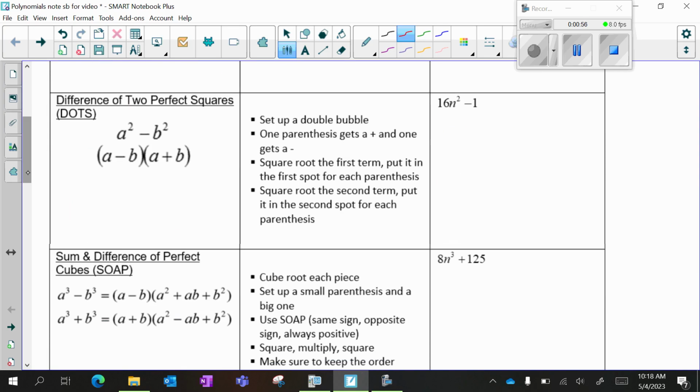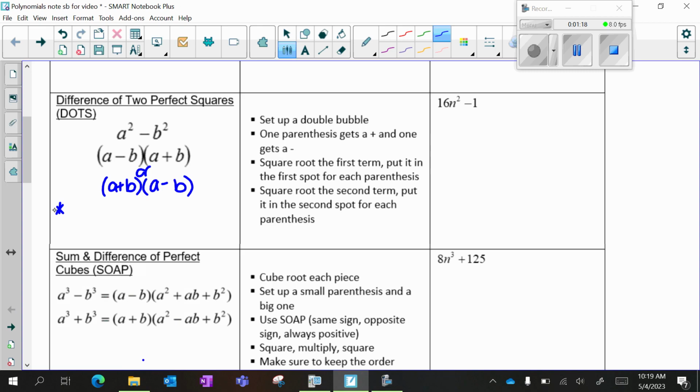Next is difference of two perfect squares. The formula is given to you here. a squared minus b squared becomes (a minus b)(a plus b). The order that you have it doesn't matter. So if you had a plus b first and a minus b second, that's fine. But the a has to come first because that was first in the question.